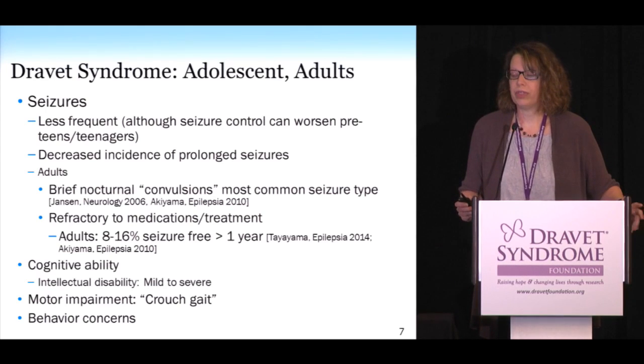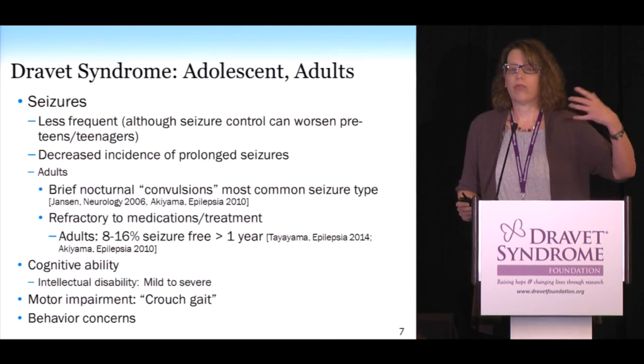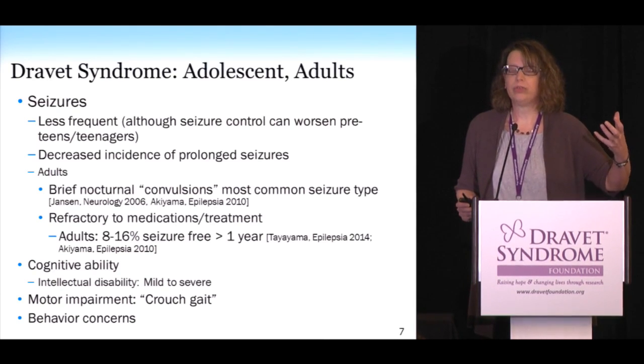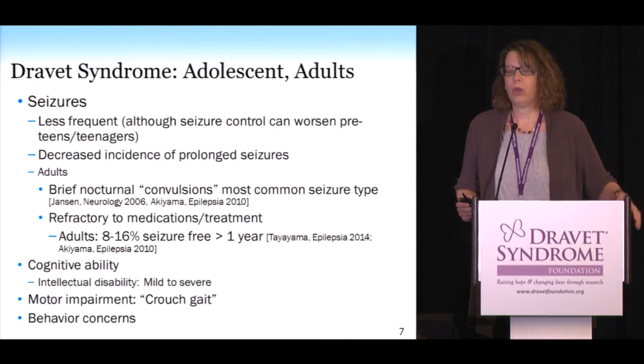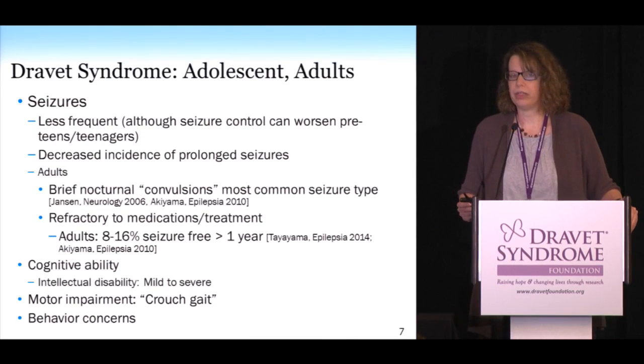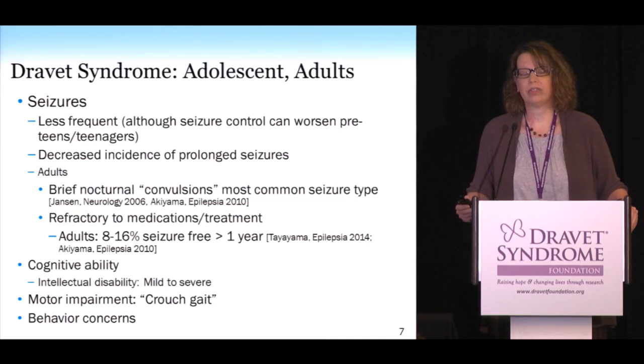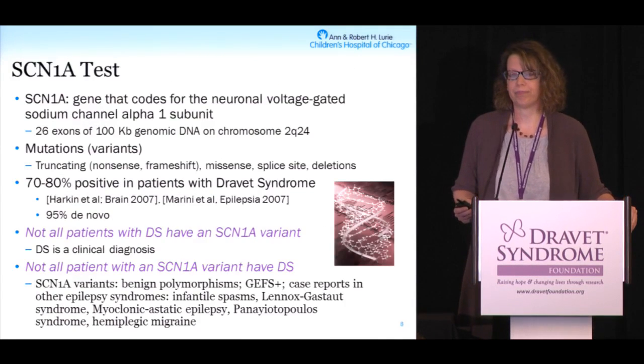The cognitive ability can range from mild, doing quite well, speaking full sentences, reading, to more typically moderate to severe outcomes that can range anywhere from a conversational speaking ability to being nonverbal. Motor impairments, again, initially, as you had heard, being unbalanced to becoming more of a crouch gait, and having behavior issues that can be significant during this time.